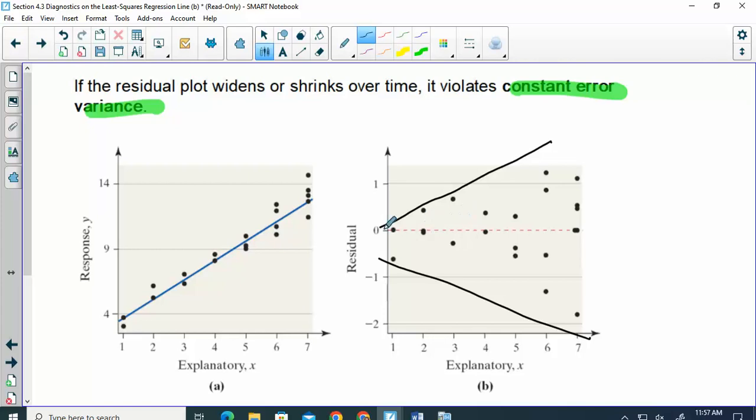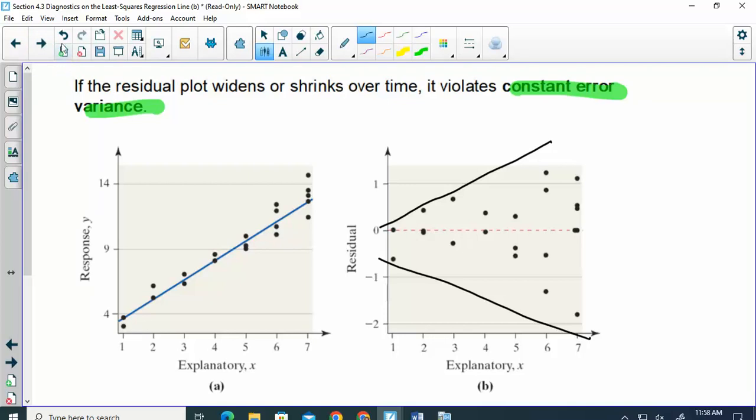That means your line was a pretty good estimate at the beginning, but as my X went on, what happened? They got further away from the true value. So as time went on, it became a worse approximation. So this one is not ideal. So that's the second problem we might see.